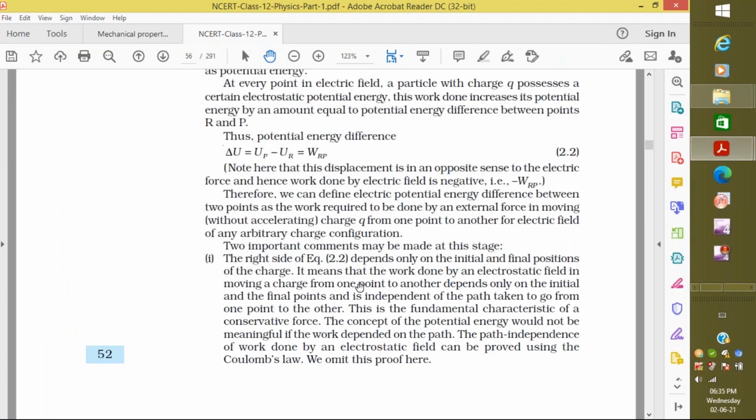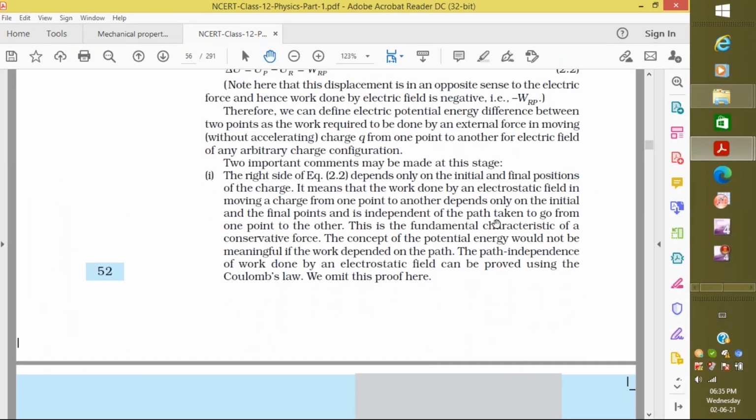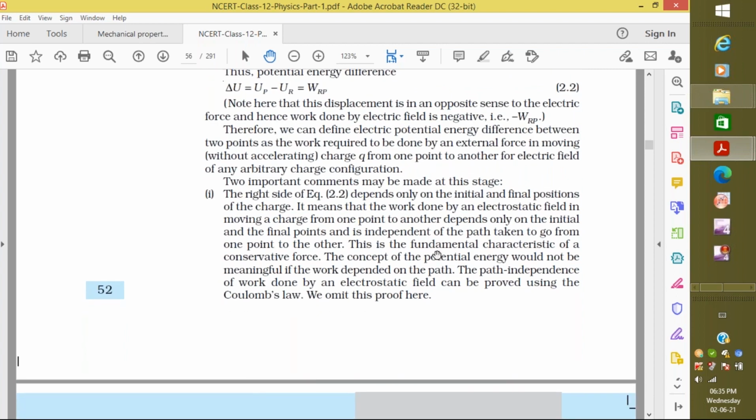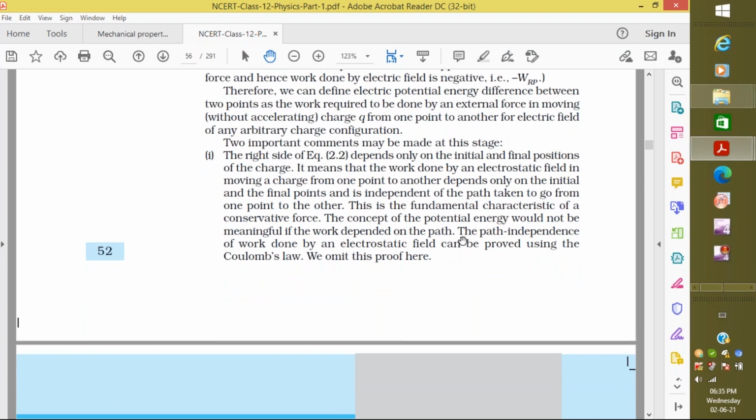So look here, this potential energy concept depends only on the final points P and R. So we can see that the potential energy depends only on the end points. That means we are in a conservative force field, and the concept of potential energy is relevant or meaningful only for this kind of force field, the conservative force field.